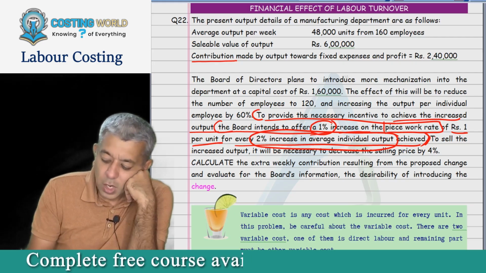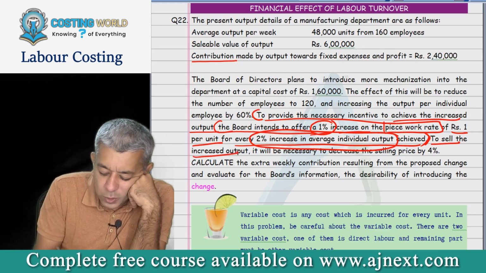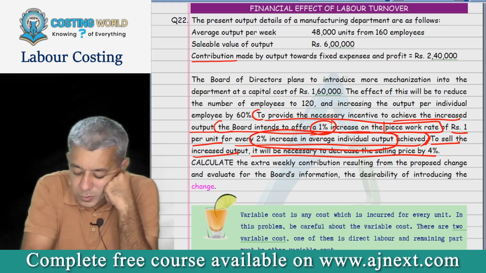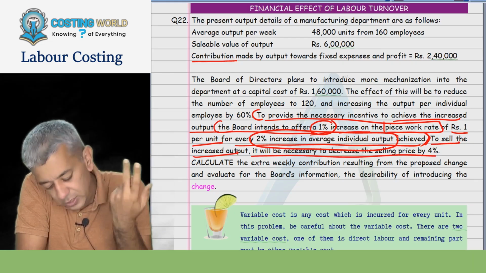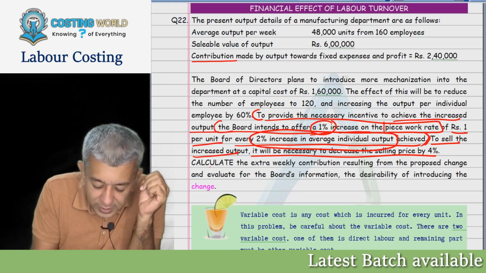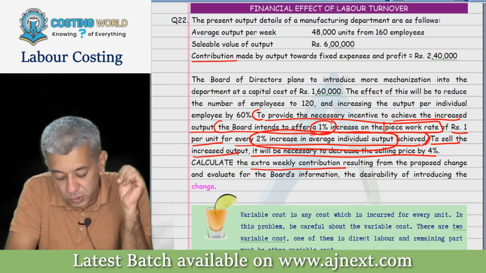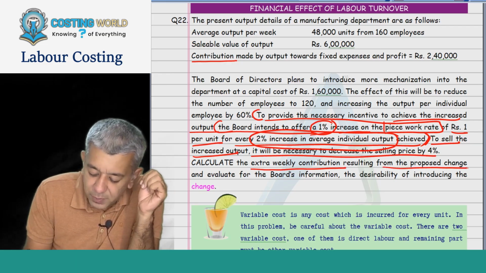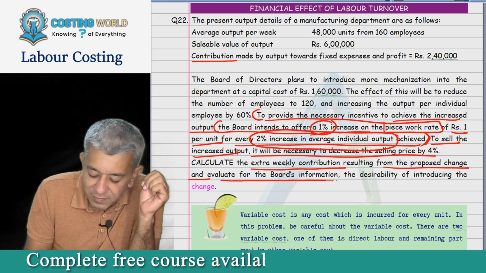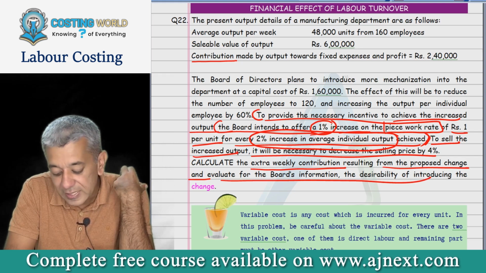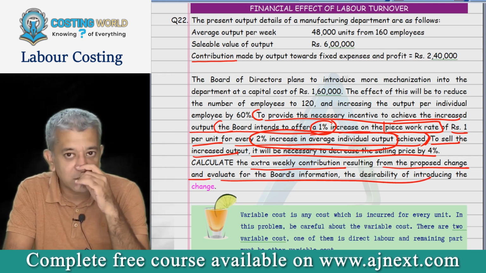Further, to sell the increased output, it will be necessary to reduce the selling price by 4%. Calculate, underline this please: the extra weekly contribution resulting from the proposed change, and evaluate for the board's information the desirability of introducing the change.